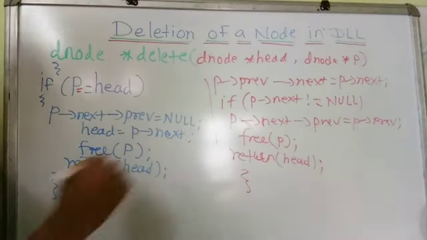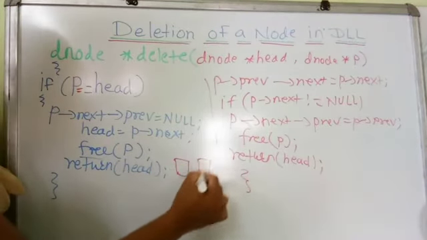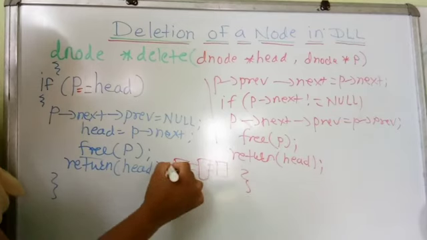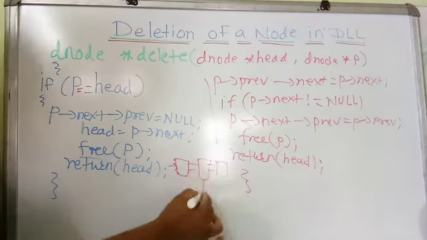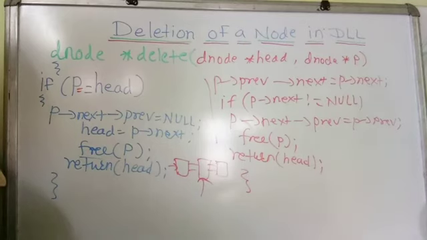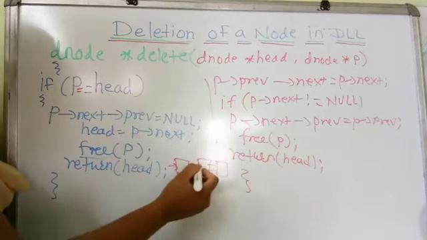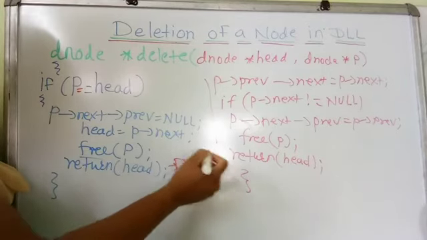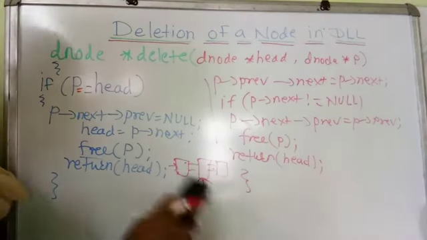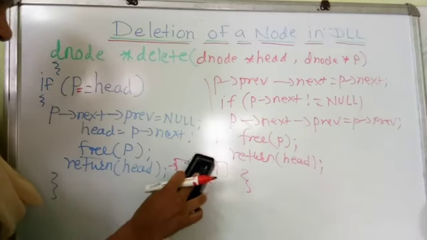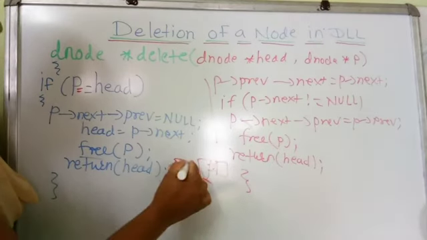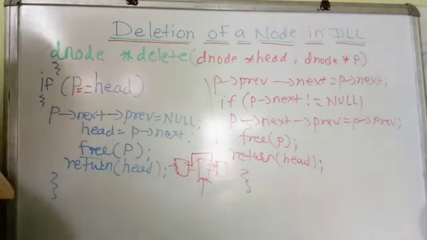Suppose this is any one of the nodes in between. Suppose it is p. Then we will take the conditions like p pointer previous pointer next equals to p pointer next. Means simply we had deleted this and attached this to this. Okay, means one connection to p is broken. Then we will continue this procedure.